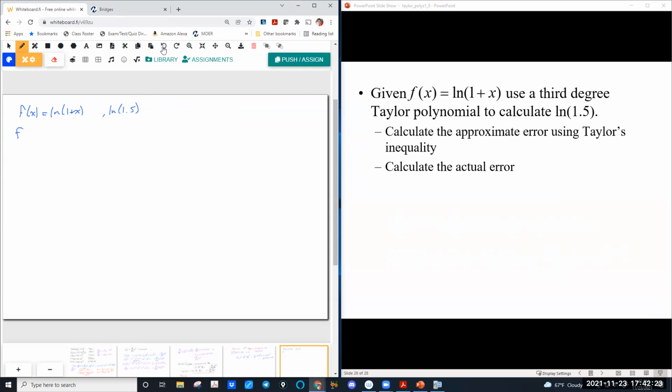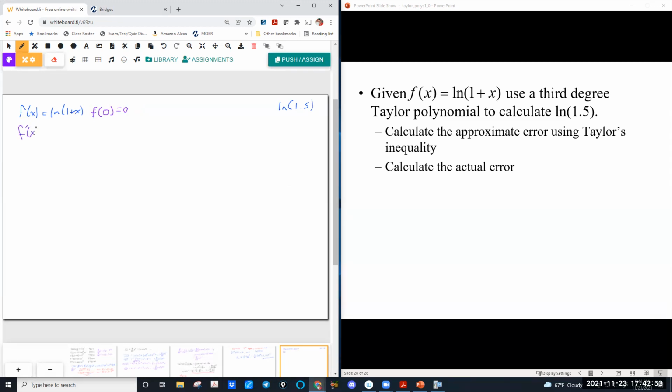Actually, I don't think I have this set up. Give me just a sec. Let's put that off to the side. Our goal is to approximate ln of 1.5. Okay, so first off, something we've done before, the third degree Taylor polynomial. We should be getting better at this point. So f of 0, ln of 1 is 0, f of 0 is 0.